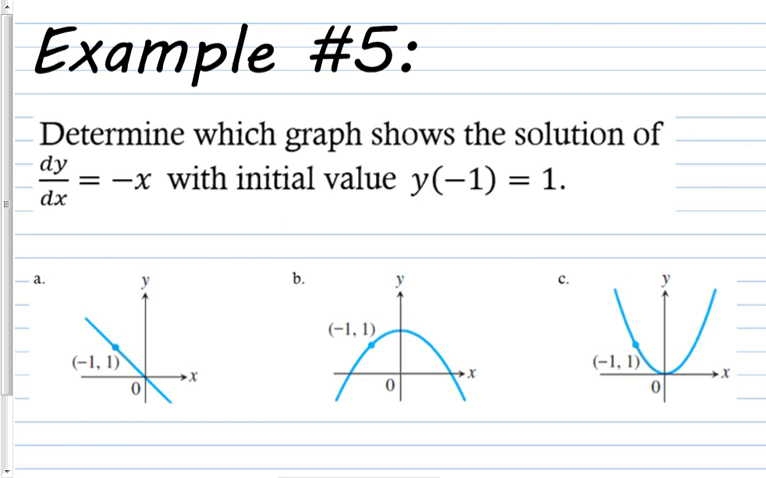Okay, here, determine which graph shows the solution of dy dx equals negative x with initial value y of negative 1 equals 1. Notice in all three, the point negative 1, 1 is highlighted. I'm looking for the original function that would work for this derivative. Negative x, right? If you antidifferentiate or integrate that, this already has a power of 1, so you would add 1 and then divide by that new number. So here's your original equation, and you would be looking for that.